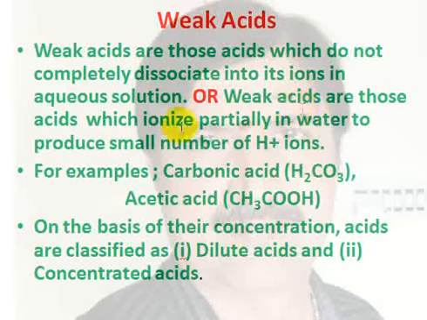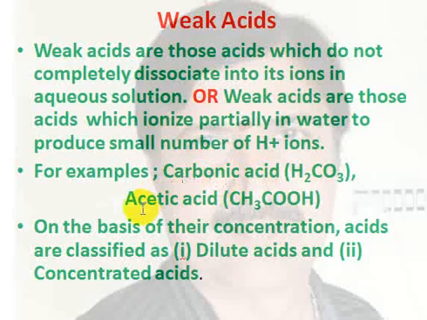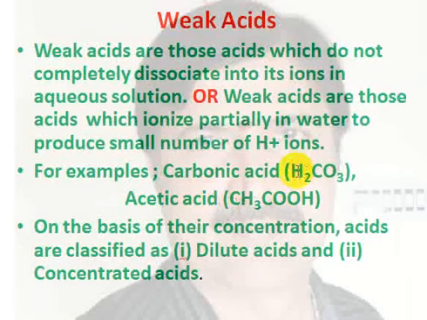Weak acid means the acid which has a less number of H plus ions. Acids which have less number of H plus ions are called weak acids. Here are two examples. See, carbonic acid, otherwise called soda water, and acetic acid, otherwise called vinegar. So these two are examples for weak acids.